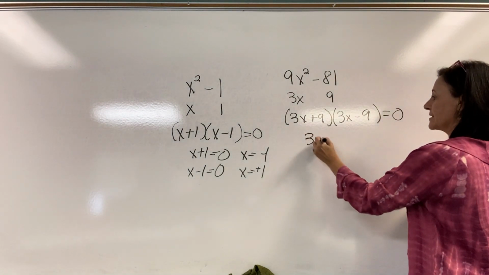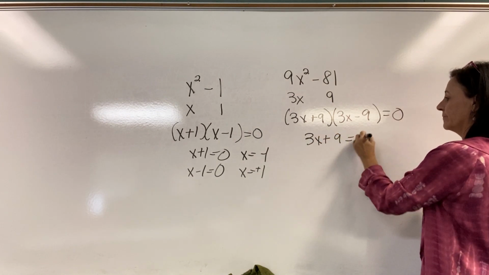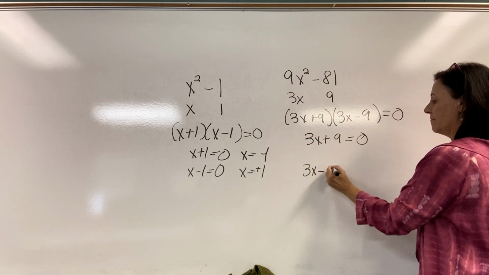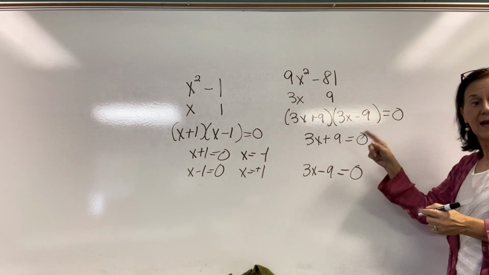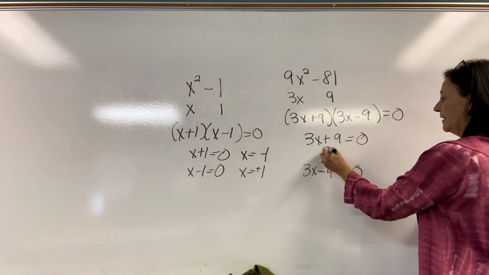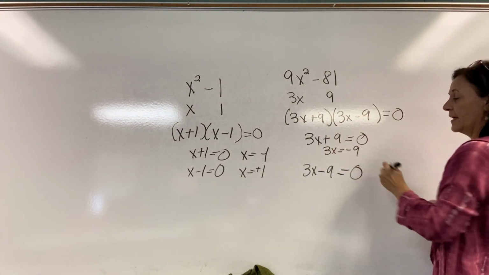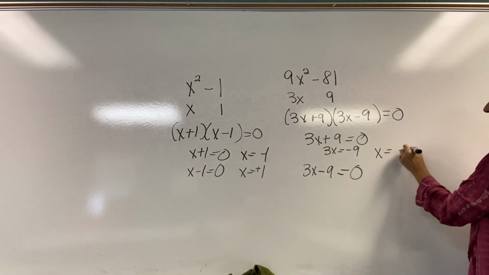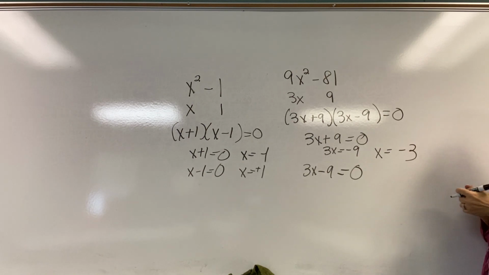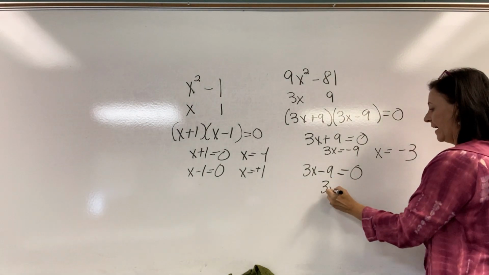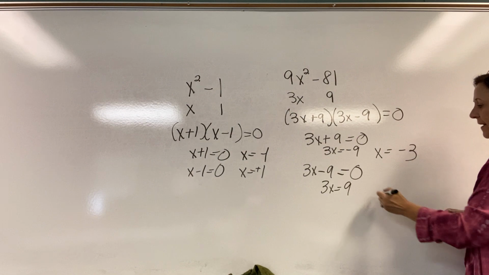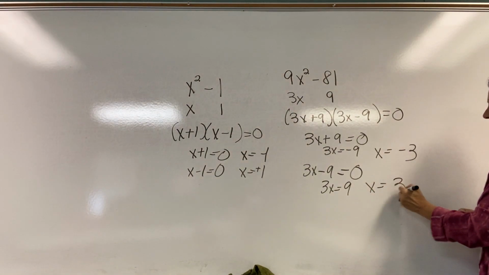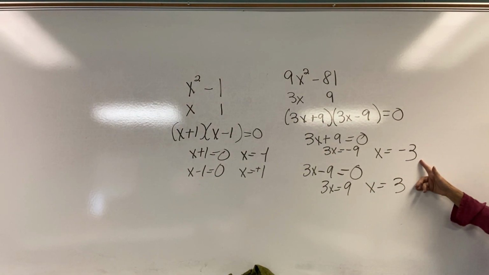Same thing with 3x plus 9 and 3x minus 9. I subtract the 9. I have 3x is negative 9. I divide by 3. I have x is negative 3. I add the 9. I have 3x equals 9. I divide by 3. x is positive 3. So your solutions are always going to be conjugates, plus and minus, the same number.